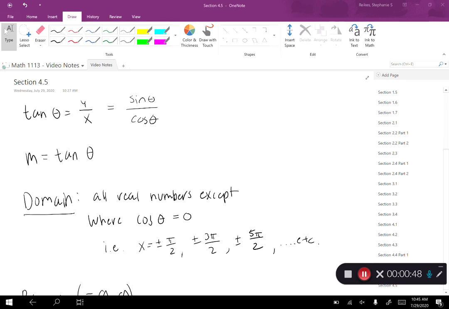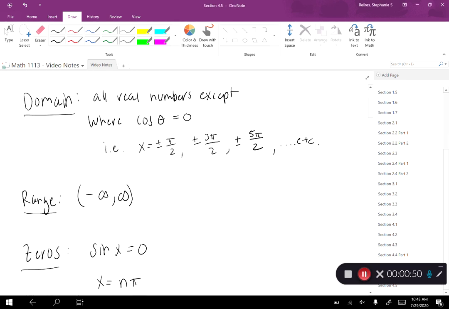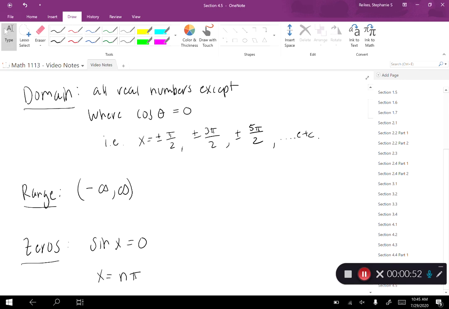Let's next talk about domain and range. The domain of the tangent function is going to be all real numbers except where the denominator is 0, in this case, where cosine is equal to 0. So our domain is all real numbers except when x is plus or minus pi over 2, plus or minus 3 pi over 2, plus or minus 5 pi over 2, etc. Now the range of the tangent function is negative infinity to positive infinity.